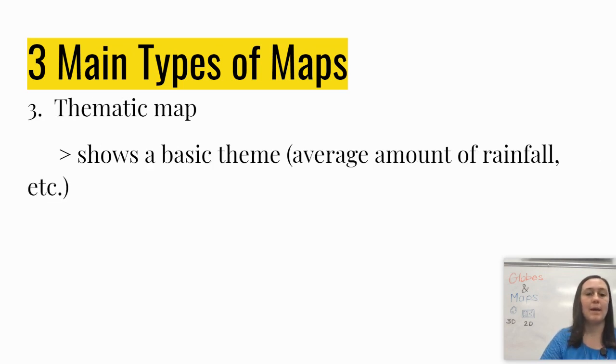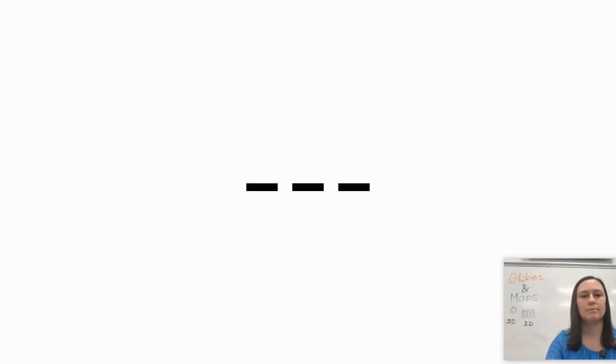And we have a thematic map. A thematic map shows a basic theme about a place. An example I put here was average amount of rainfall. We're going to look at several different kinds of thematic maps. It can show different things like voter turnout. It can show cell phone coverage areas. It can show population density, things like that. A thematic map just shows a theme, something about a place.